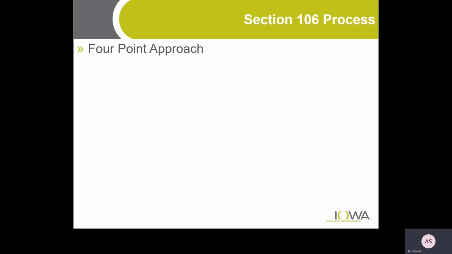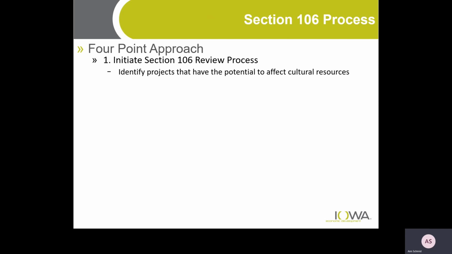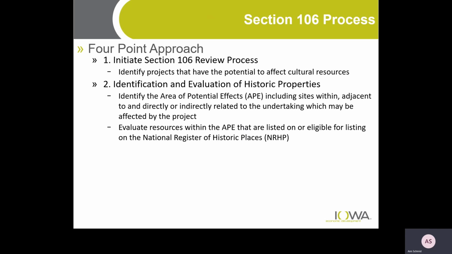The Advisory Council on Historic Preservation has taken the paragraph and provided federal agencies a four-point approach to compliance. We will go through each one of these steps as they relate to our CDBG or CDBG-DR projects. The first step is to initiate the 106 review, to identify if you have projects that have the potential to affect cultural resources.